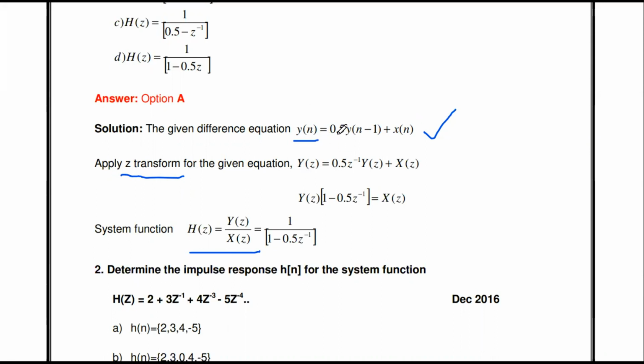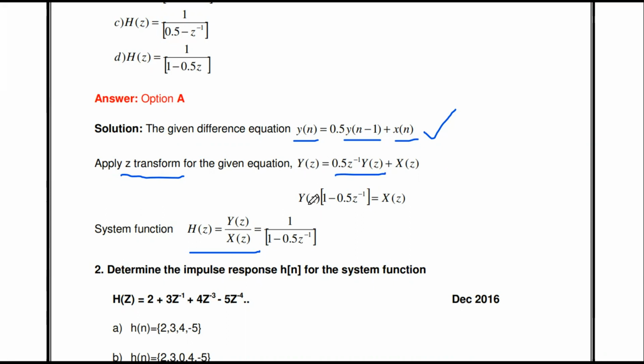Then 0.5 is a constant. And the Z transform of y of n minus 1, according to the time shifting property of the Z transform, the Z transform of a one-time shifted signal is Z inverse into capital Y of Z. Then the Z transform of the sequence x of n is capital X of Z. Then this Y of Z term, you bring to the left side. That is, you collect Y of Z on one side, X of Z on the other side.